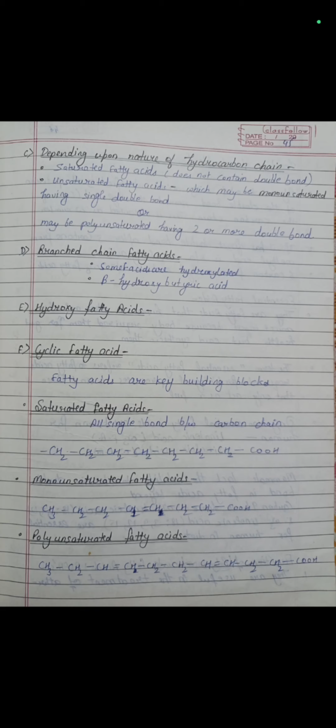Then we will discuss a little bit about saturated fatty acids. We can say here there are all single bonds between carbon chains, and these are saturated fatty acids. Unsaturated fatty acids are further classified into monounsaturated fatty acids, which contain one double bond, and polyunsaturated fatty acids, which contain two or more double bonds.